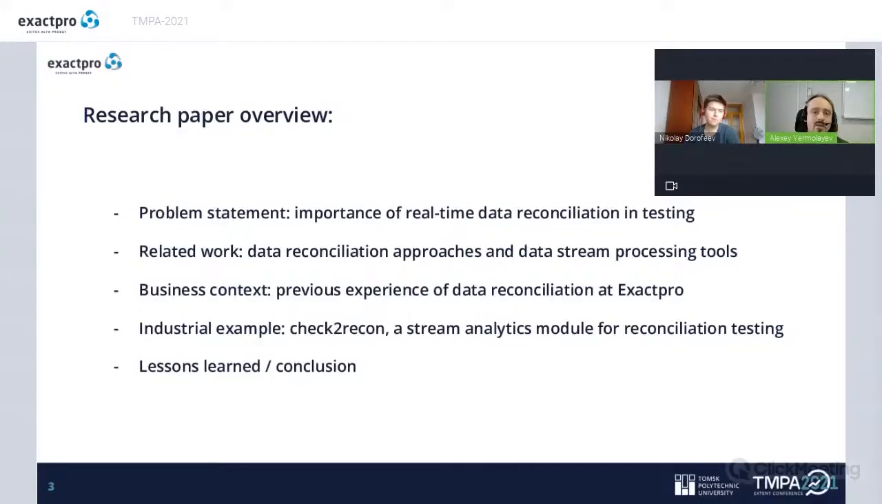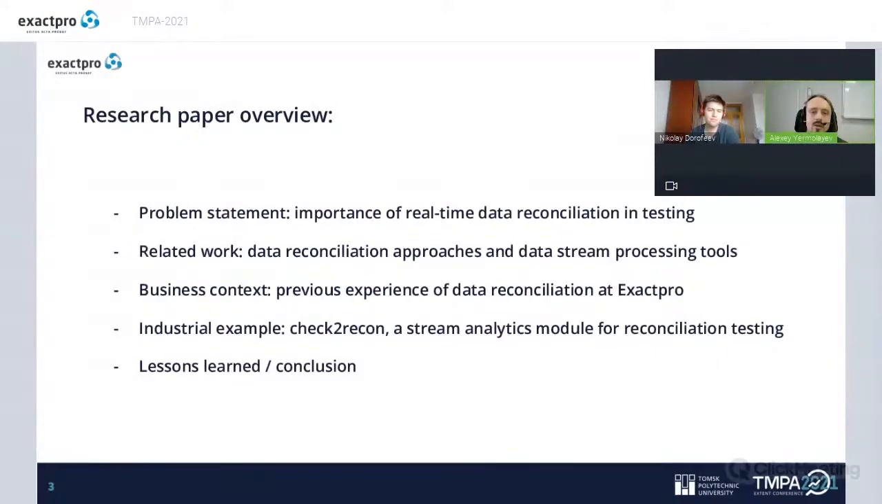The structure of today's presentation reflects the paper contents. First, we will touch upon the importance of data reconciliation concept for the task of software testing. As part of the literature overview, we will discuss existing approaches to data reconciliation and data stream processing. In order to provide a business context, we will discuss how the data reconciliation task was solved at Exactpro in the first generation of the test automation tool suite.